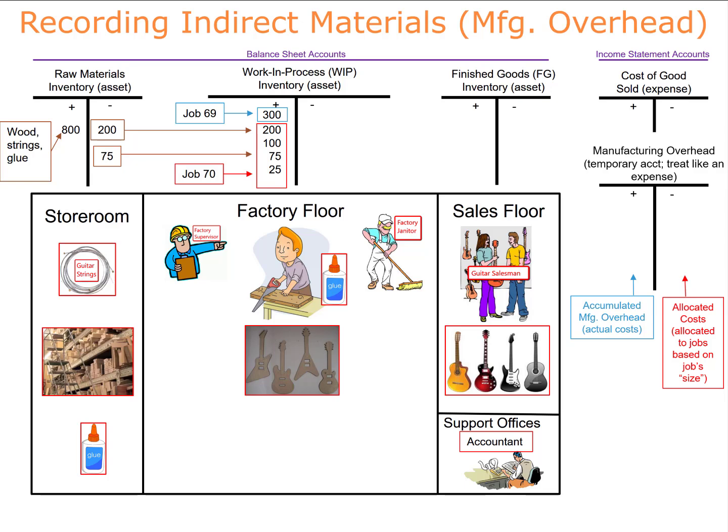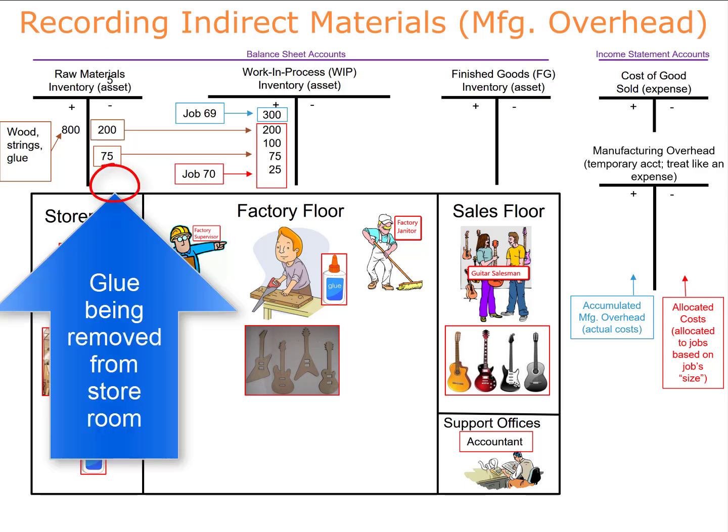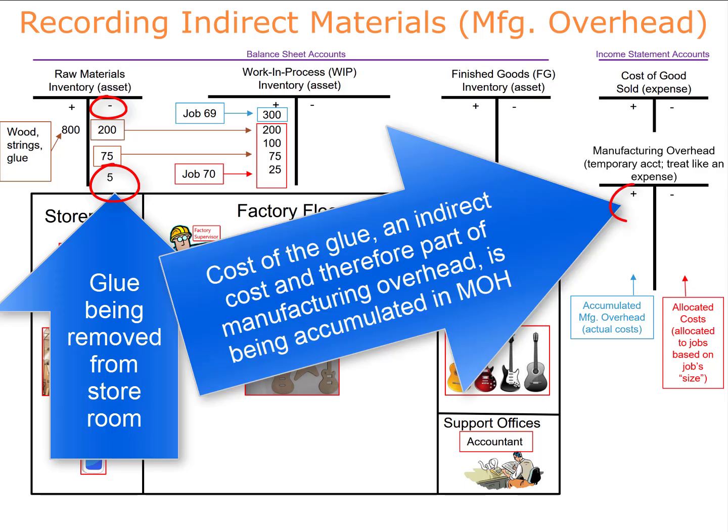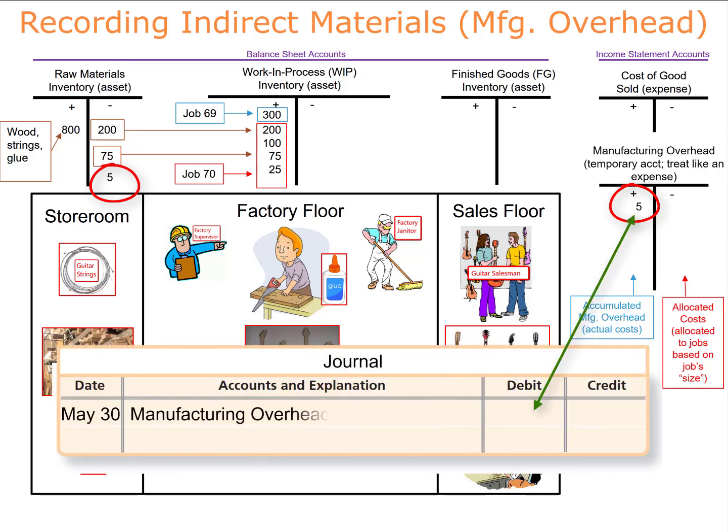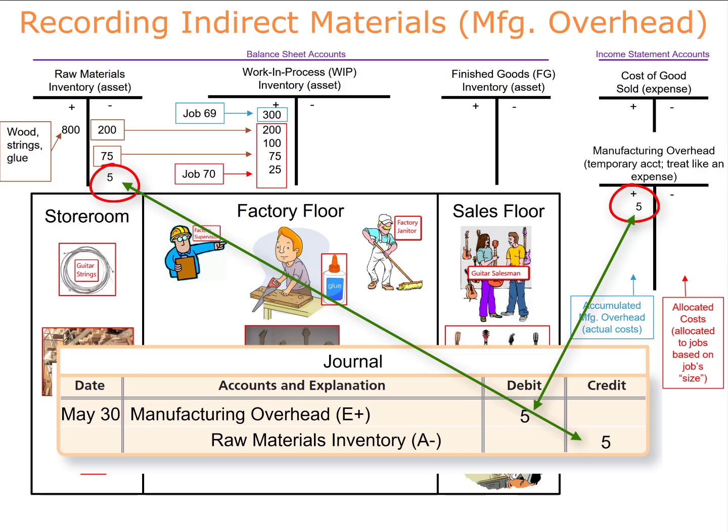Now back to our example. Willie the woodworker removes $5 of glue from the storeroom, which is the raw materials inventory account. This means raw materials inventory decreases by $5. And because the glue is an indirect material, that means it's a manufacturing overhead cost. Thus, manufacturing overhead costs increase with a debit because the $5 is an actual cost. The journal entry would be a debit to manufacturing overhead, which again is a temporary expense and it's increasing, and a credit to raw materials, which is an asset account and it's decreasing.